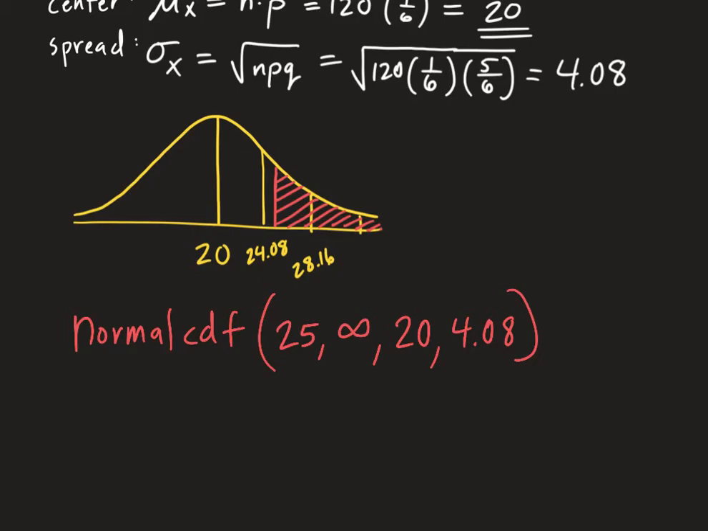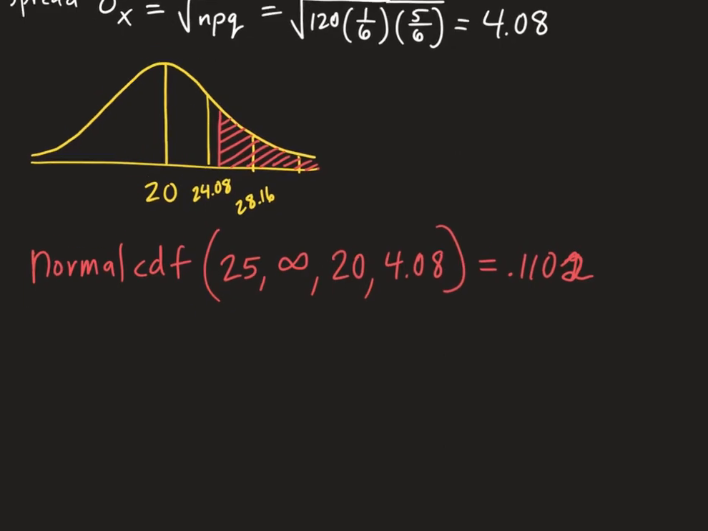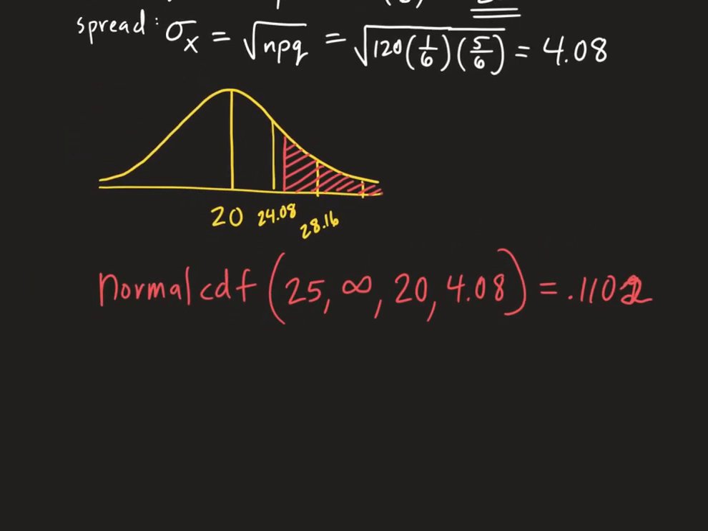Okay, so in my calculator, that gives me 0.1102. So it's pretty close. Our normal approximation of 0.136, 13.6%, was about 11%. So it wasn't too bad, but it's clearly an approximation. This is not a perfect normal curve. We didn't have the perfect standard deviation. It's off by about 2.5%. So it's not great.